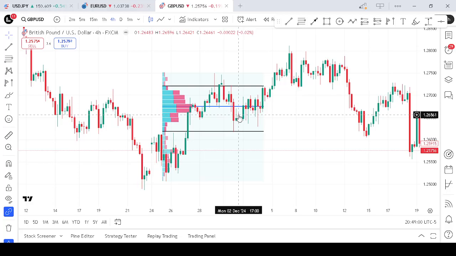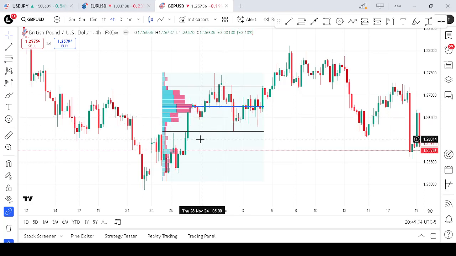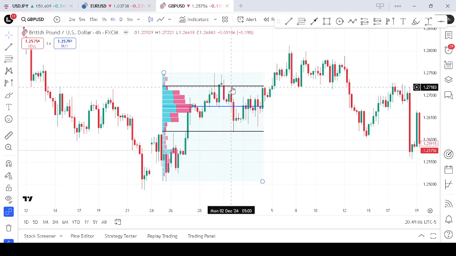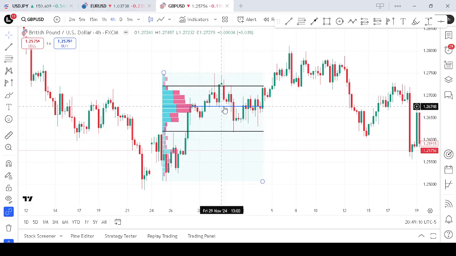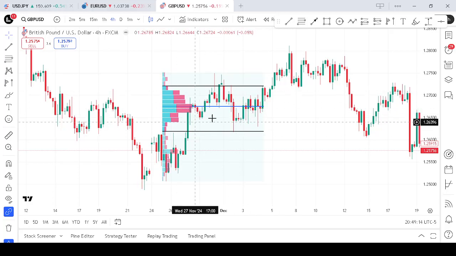Simply applying this indicator to your desired time frame will automatically highlight your value area high, your value area low, and your point of control. This is what this indicator would help you identify. Understanding these levels is crucial because they provide clear zones for potential support and resistance and trend continuation.